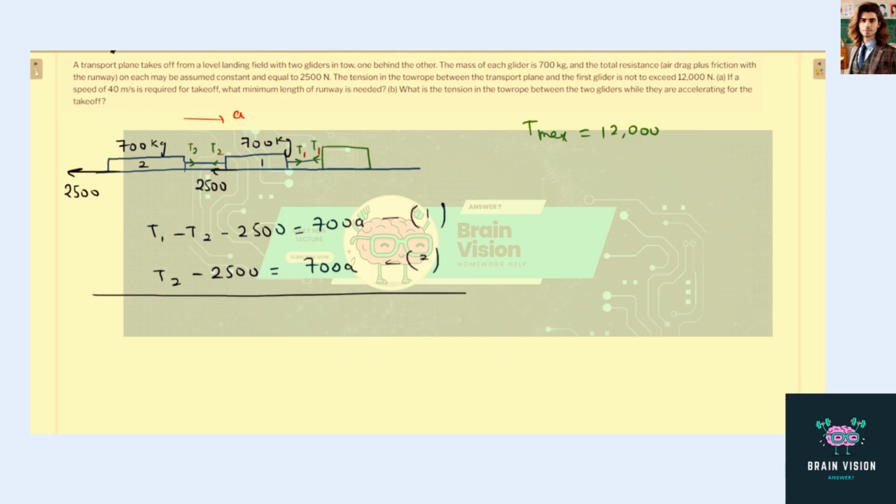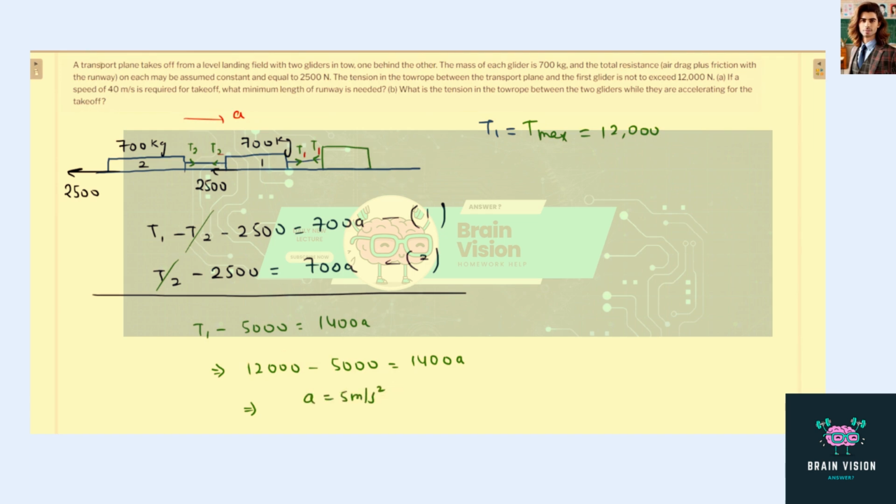Since we are only given the value of T1, we'll try to eliminate T2. Let's add both equations. If we add both, T2 is cancelled. So we are left with T1 minus 5000 is equal to 1400a. From here, with T1 as 12,000, 12,000 minus 5000 is equal to 1400a. I'll grab my calculator. So a is 12,000 minus 5000 over 1400, which comes to 5 meters per second squared.